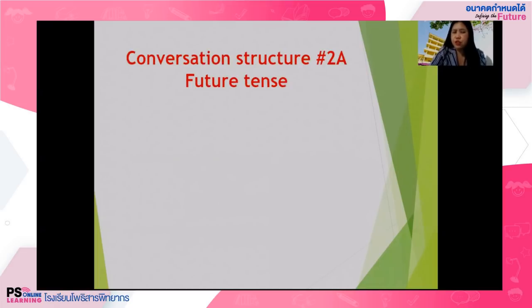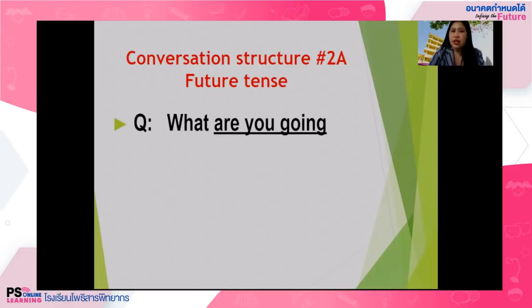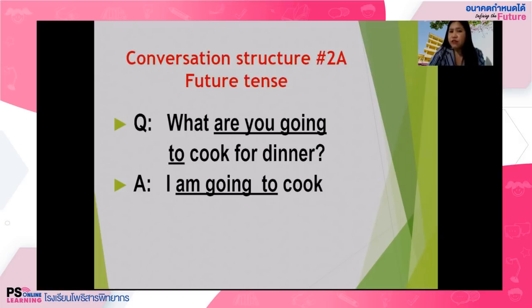We are going to use future tense. The first conversation structure is using are you going? Okay, when you use the word going here, you have to add to. So what are you going to cook for dinner? Or what are you going to cook for lunch? Or what are you going to cook for breakfast? When you answer, you also have to use the word going to. So I am going to cook steamed fish. You can stop there or you can add for dinner. I am going to cook steamed fish for dinner.